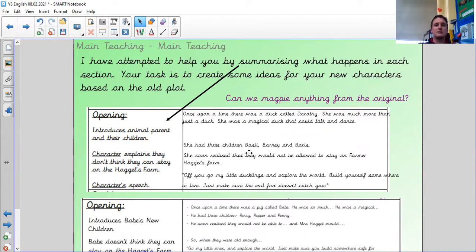Okay, I changed my characters to Basil, Barney and Boris. Okay, and they were ducklings. They soon realized they would not be allowed to stay on Farmer Hoggit's farm, blah, blah. Now this was the important bit. So this was in the opening. This was Dorothy's speech. Off you go, my little ducklings, and explore the world. Build yourself somewhere to live. Just make sure the evil fox doesn't catch you. And I was really careful to make sure that I punctuated that speech correctly.